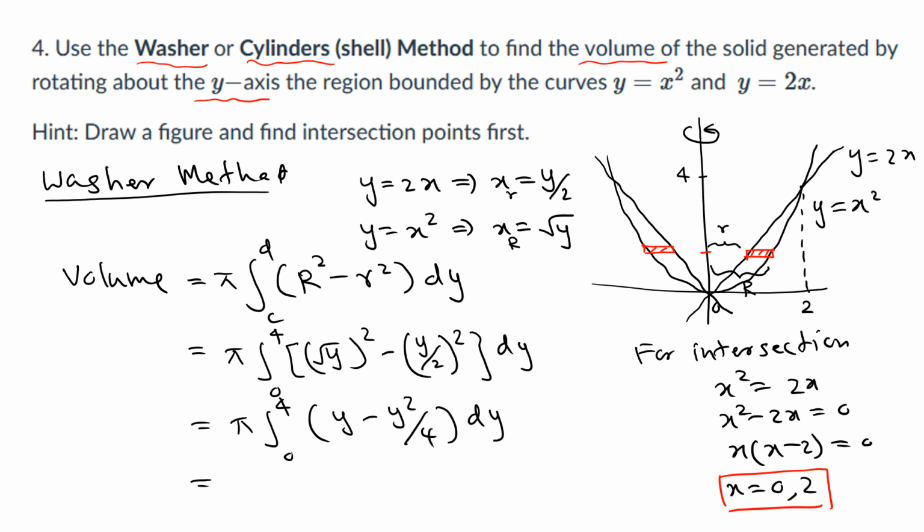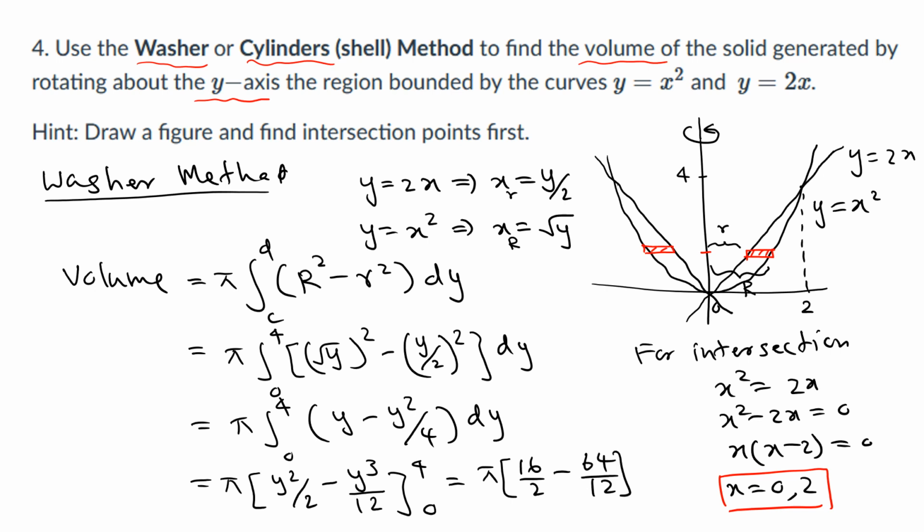This is very easy to integrate. It is pi times y squared over 2 minus y cubed over 12, evaluated from 4 to 0. If you plug in 4, you get 16 over 2 minus 64 over 12. If you simplify, you get 8 pi over 3. So that's the answer for this problem.